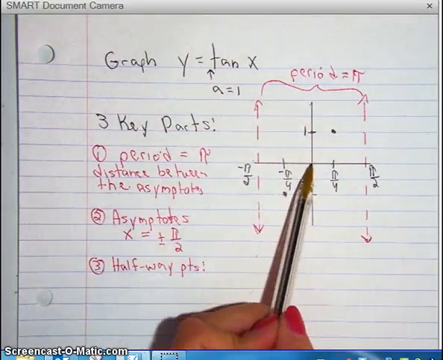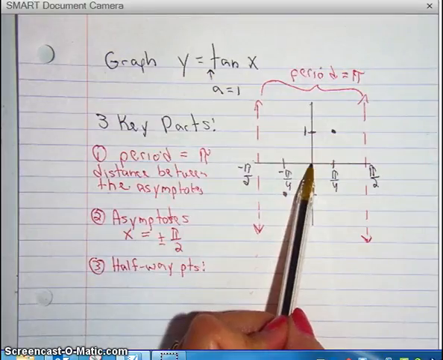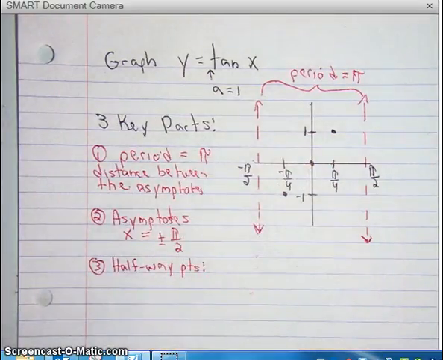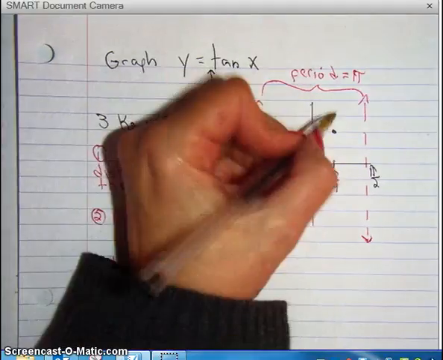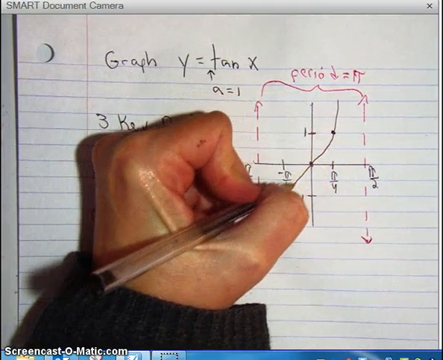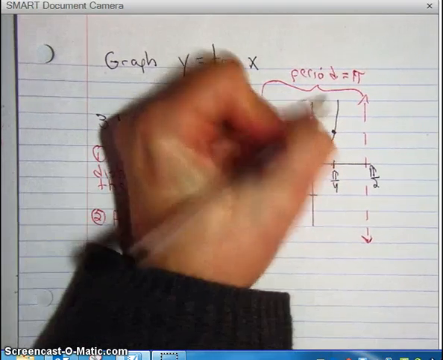What happens at 0? Do you guys remember? 0, 0. An untranslated tangent graph always crosses 0, 0. Untranslated, and we're not doing any translations today. An untranslated tangent graph always crosses at 0, 0.